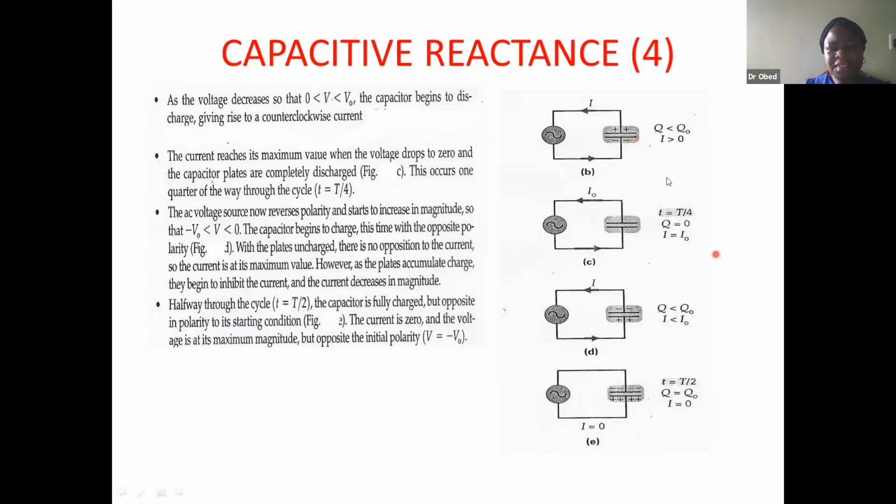In this case, the current reaches its maximum value when the voltage drops to 0 and the capacitor plates are completely discharged. You can't see any charges here. There's no charge here.